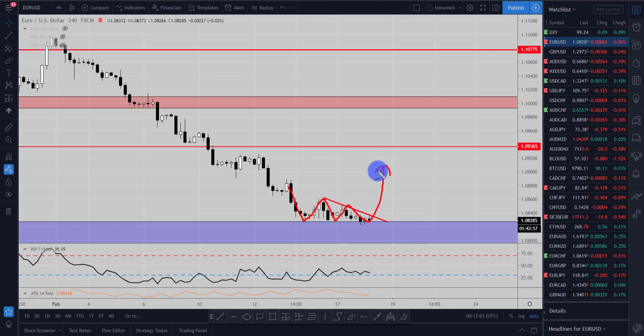Keep an eye on the US dollar index if you can, and just keep an eye on the potential moves coming from a potential dollar short.